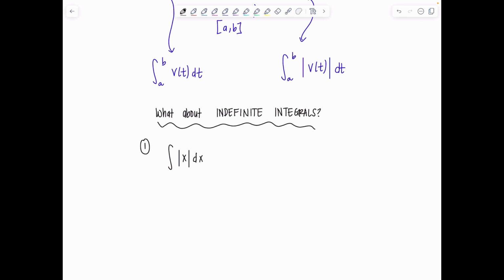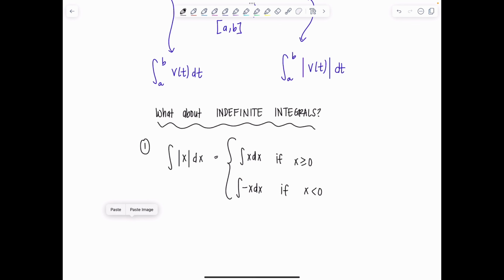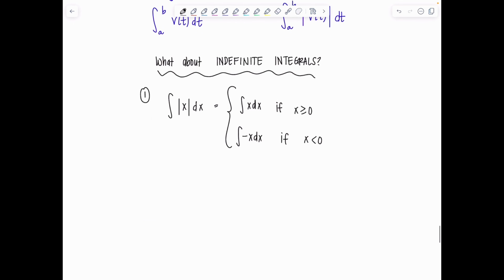I just have to generalize and say, okay, this is going to be integral of positive x dx if x is greater than or equal to 0, and integral of negative x dx if x is less than 0. I'm just using my piecewise definition because I really have nothing else to go off of. And I'm going to have a piecewise answer as well. So you do each of them separately.